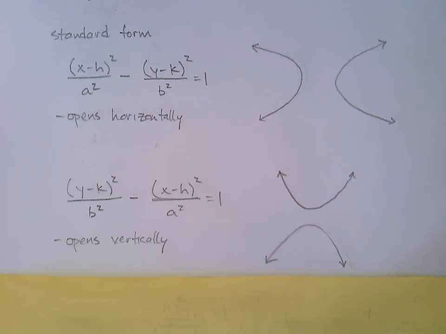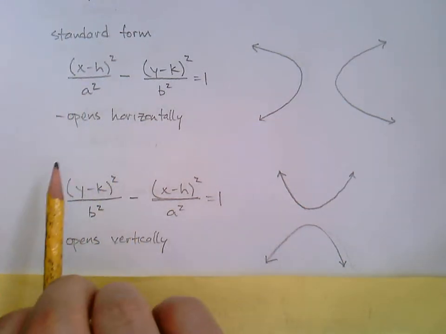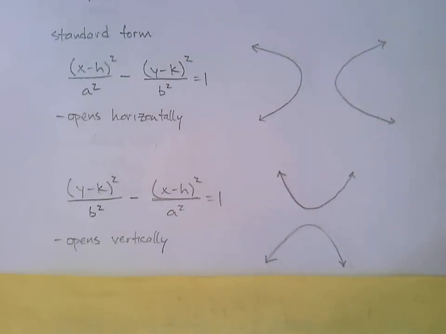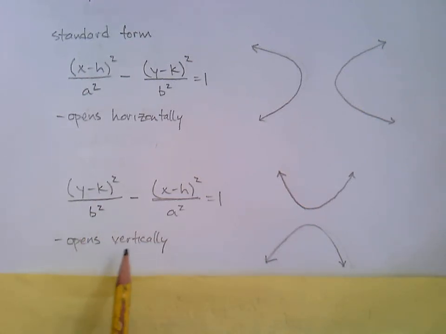What's a good way to remember which standard form fits with which graph? The way I remember it, and the way I think a lot of students do over the years, is if the x comes first, x is like horizontal. So x means you open up horizontally, like the x-axis. Whereas if the y comes first, then y is like vertical, you open up vertically. Okay, so maybe that's helpful.